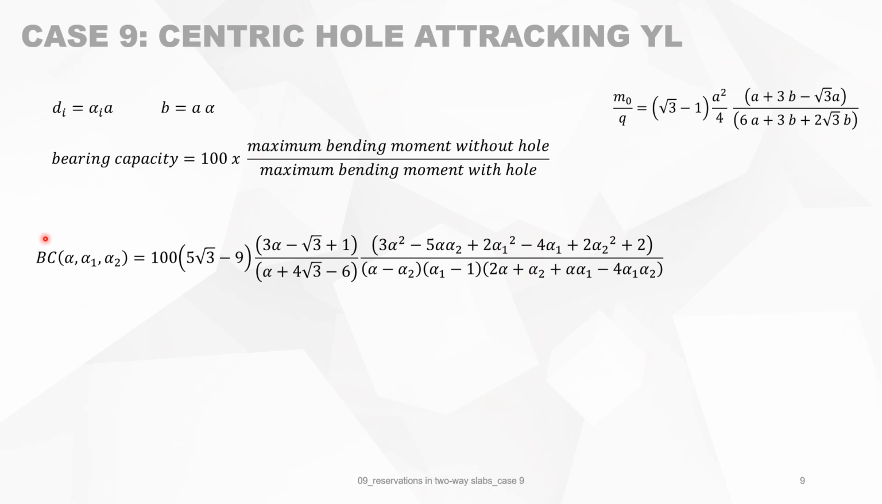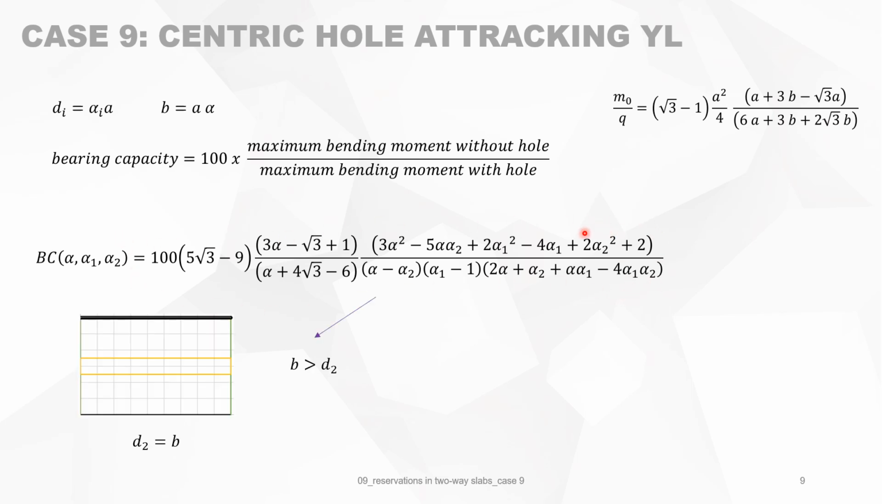The bearing capacity is then a function of alpha, alpha 1, and alpha 2, which is the size of the reservation, and alpha is the dimensions of the slab. So when we rework this, then you have this type of formula. You see again that when alpha is equal to alpha 2, this goes to infinity, it's not right.